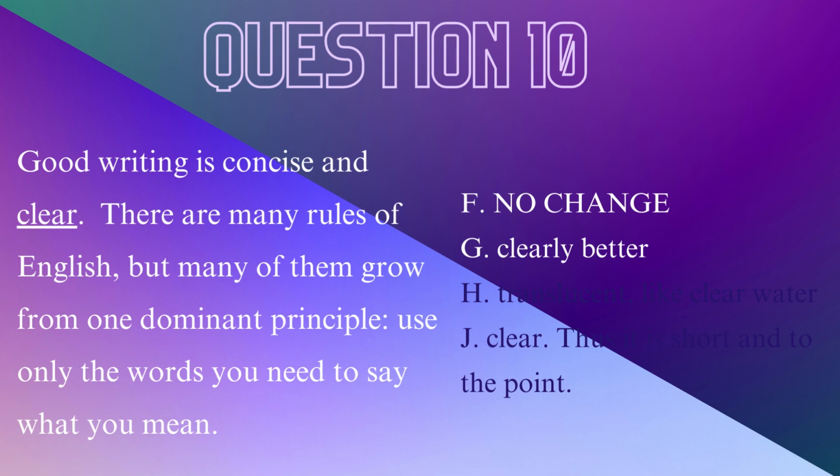And then we have G, clearly better. Would it be correct to say good writing is concise and clearly better? Or can I just stick with good writing is concise and clear? In order to be more parallel in our writing, concise is one word and clearly better is two words. And then we're adding in that ly ending, clearly. Let's just get rid of all of that. Let's keep it simple. Good writing is concise and clear.